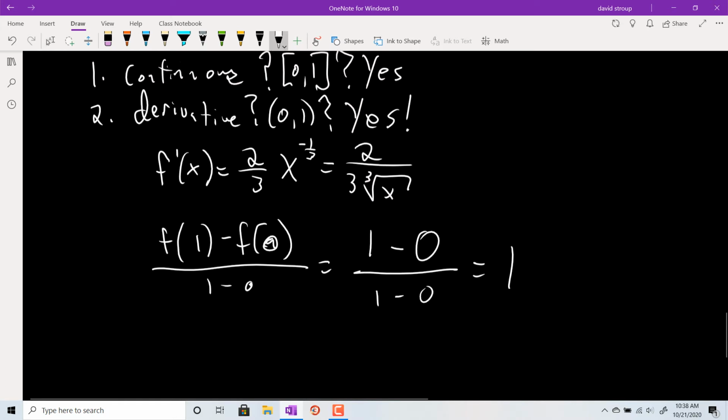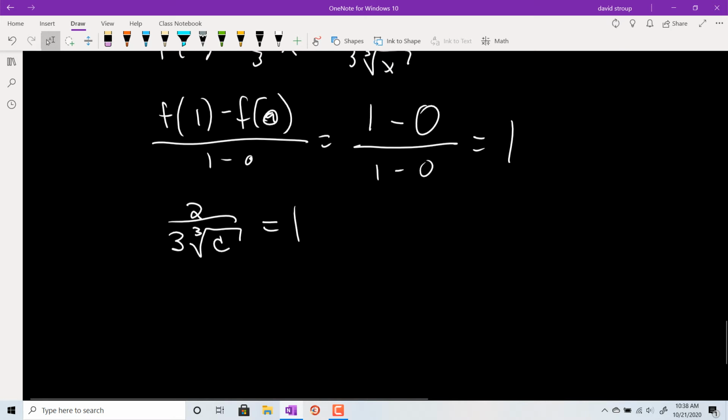So I take the derivative. What do we have? 2 all over 3 times the cube root of... I'm going to put a c in for x, and see if I can find that c value in between 0 and 1. So I'm going to multiply both sides by the cube root of c.